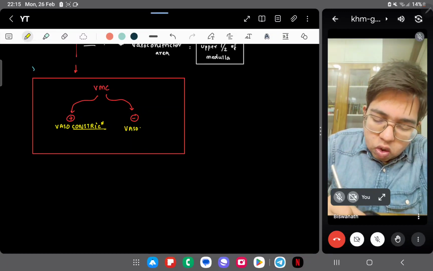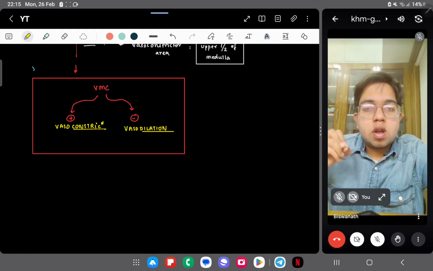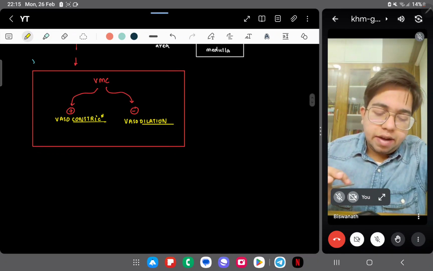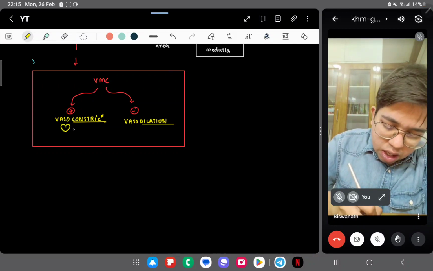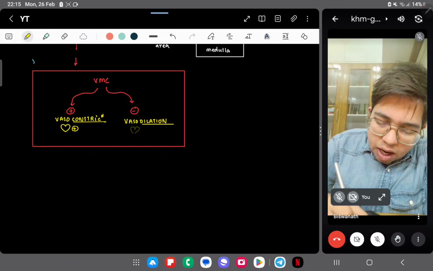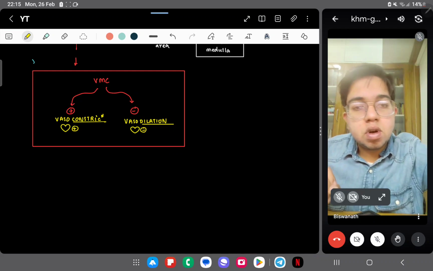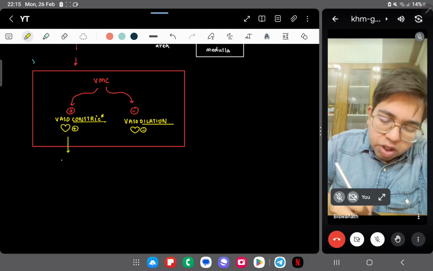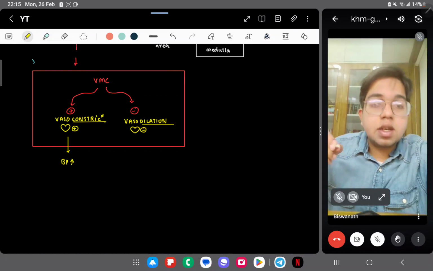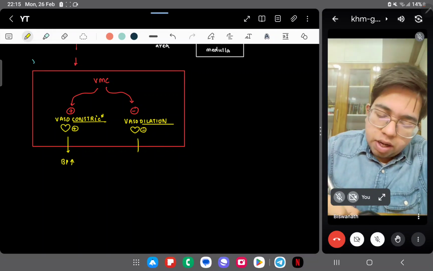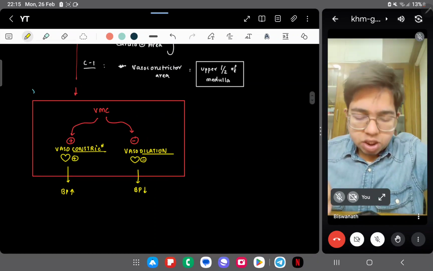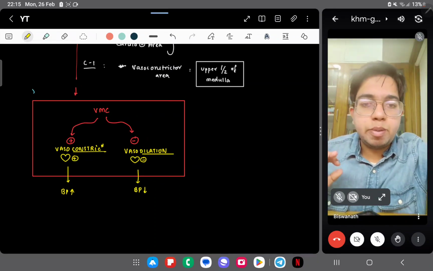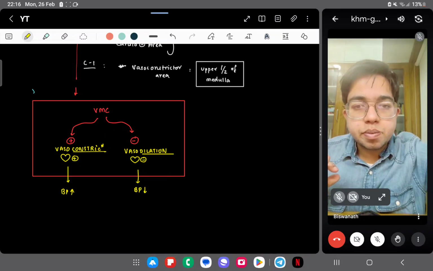Vasodilation. And if it gets stimulated, there will be cardiac stimulation, and this will cause cardiac inhibition. Okay. If vasoconstriction and cardiac stimulation are there, the BP will increase. And if there is cardio inhibition as well as vasodilation, the BP will decrease. So stimulation of VMC will increase your BP. Just remember this. Understood?